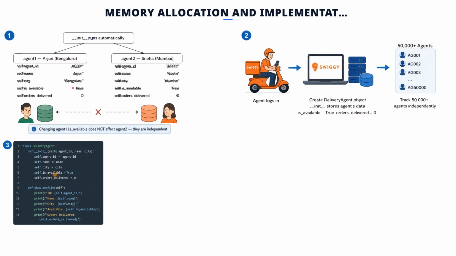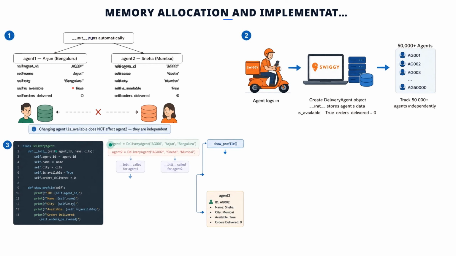These lines don't need any external input. Every single new agent starts with these exact default values. Later, if we use the show profile method, it retrieves the data belonging only to the agent that called the method. Let's trace the execution.